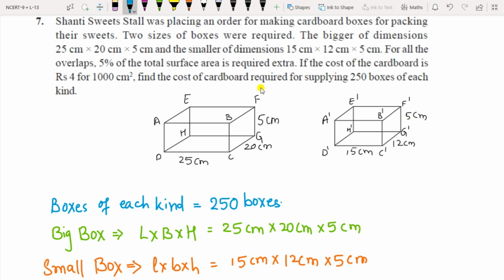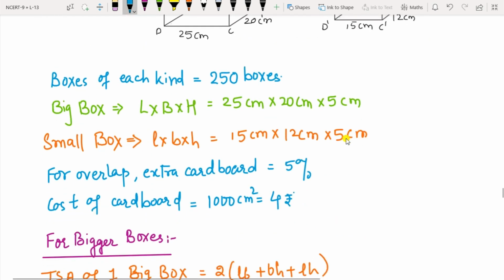And to overlap, 5% of the total surface area is required extra. Okay, if the cost of the cardboard is 4 rupees for 1000 centimeter square, find the cost of the cardboard required for supplying 250 boxes of each kind. So bigger dimension boxes are 250 and smaller dimension boxes are also 250, that means total are 500 boxes. So boxes of each kind are 250.